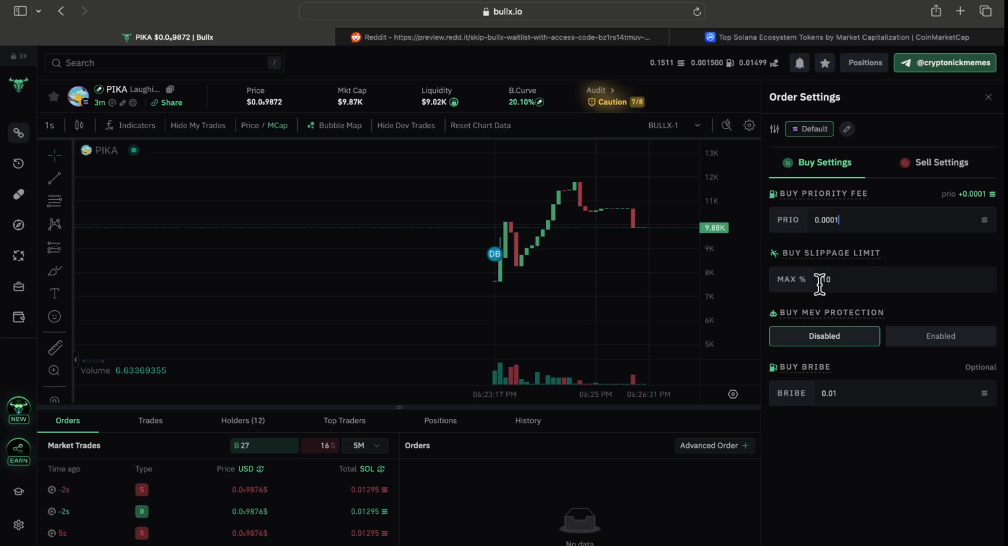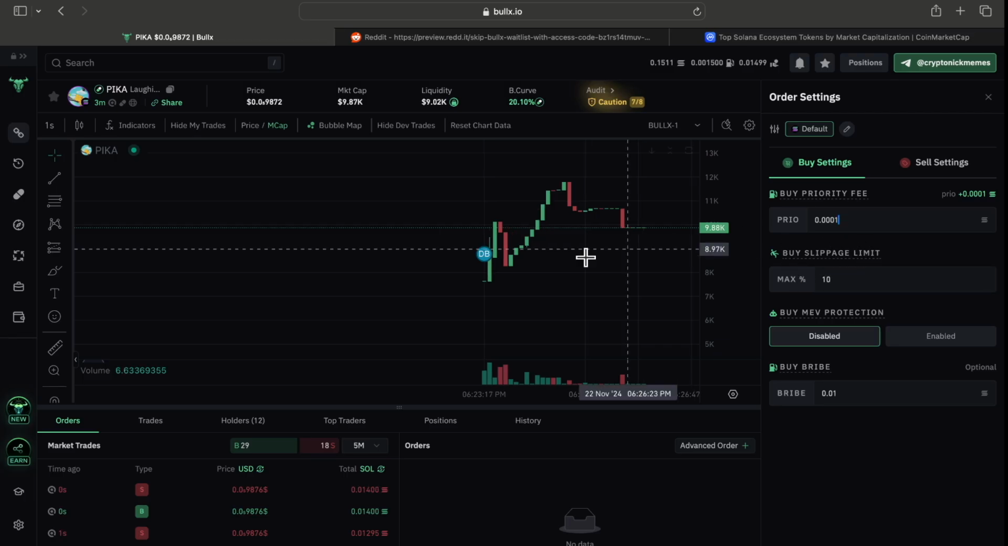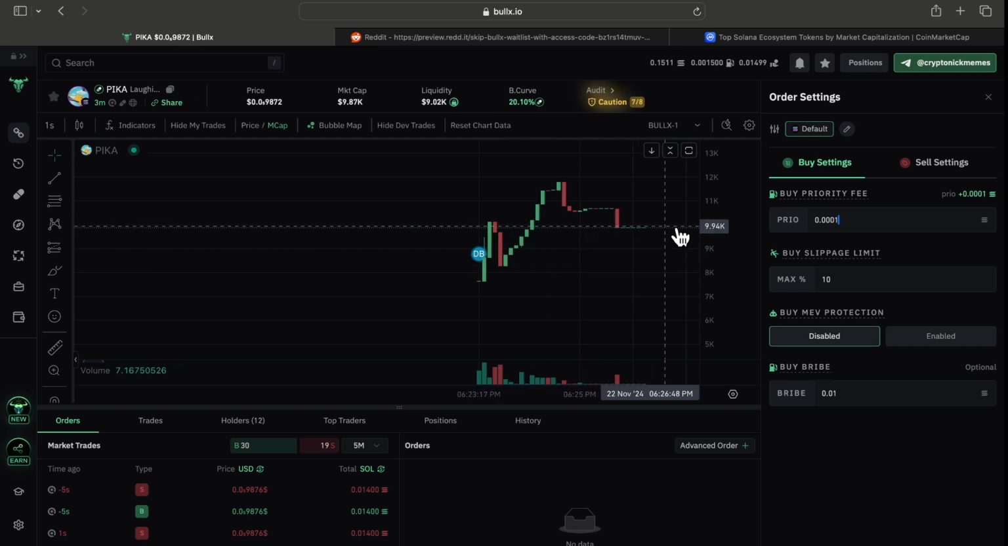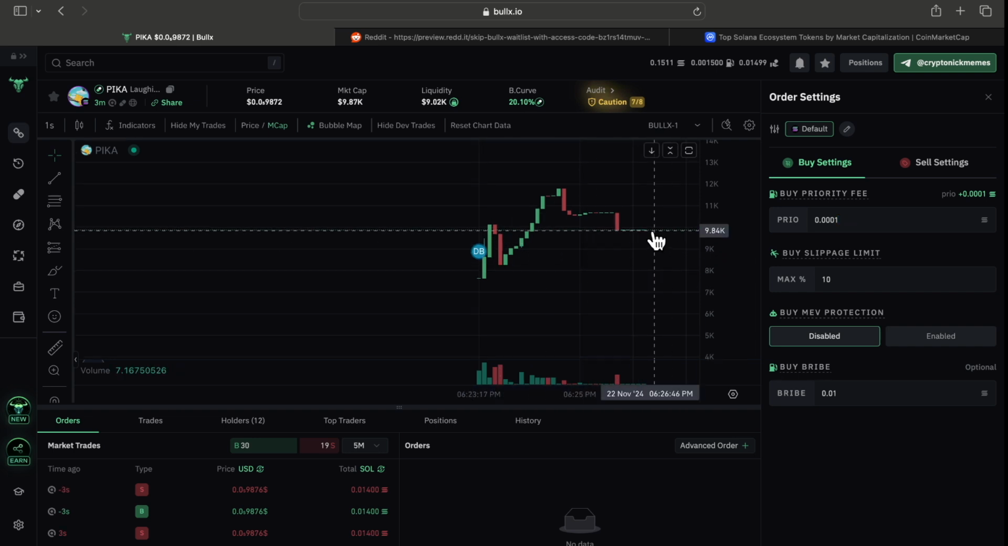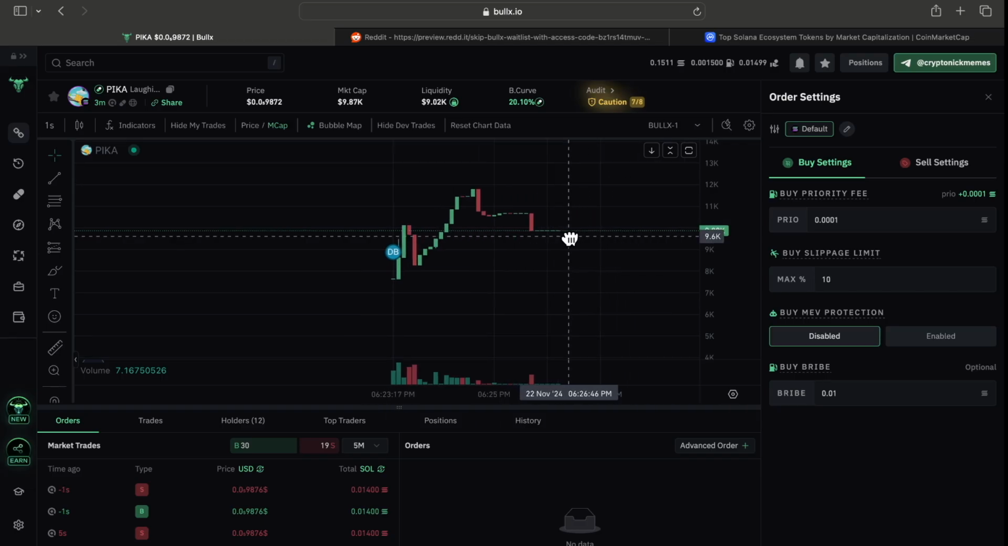And the slippage, by default, it's 10%, and you can keep it at 10%. Again, it depends on the strategy. But what slippage means is that, let's say you enter the coin right at $10K in market cap.